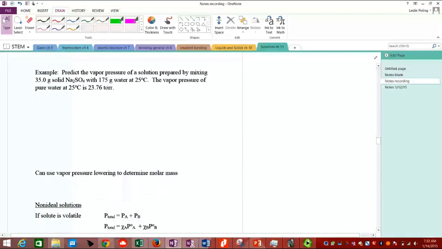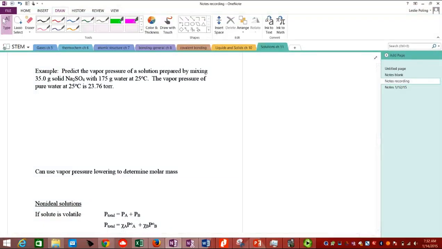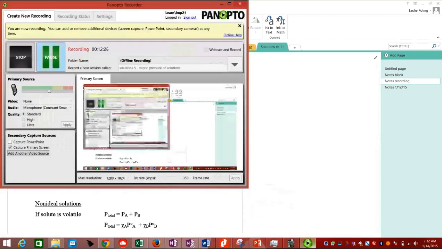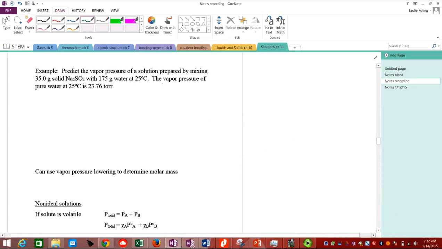So we can also do a problem with water. And notice with this, the vapor pressure of the pure water is given to us. So we have pressure of the solution equals the mole fraction of the solvent times the pressure of the pure solvent. So this is the one we're trying to find. The pressure of the solvent is given to us. So we need the mole fraction of the solvent. So we need the mole fraction of water. So we need moles of water over the total moles.